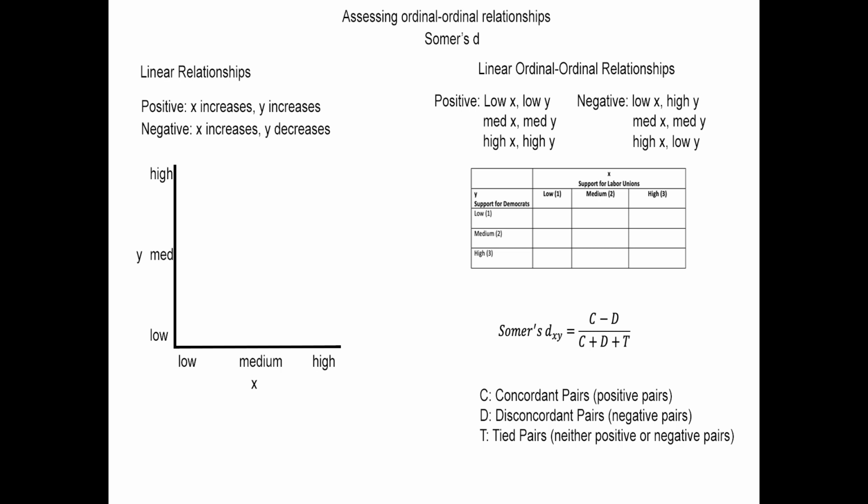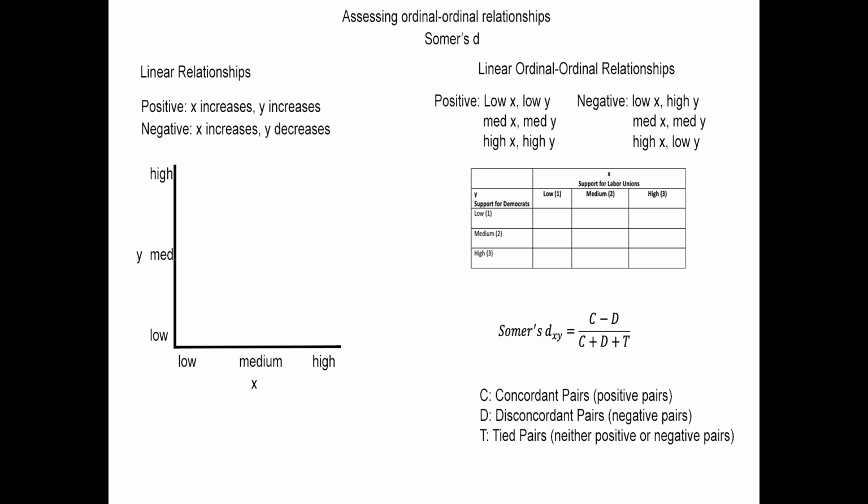So looking at the calculation, we're going to take the number of discordant pairs and subtract it from the number of concordant pairs. In other words, if the number of negative pairs outweighs the number of positive pairs, Somers' D will be negative. If the number of positive pairs, that is C, outweighs the number of discordant pairs, D, then the relationship will be positive.